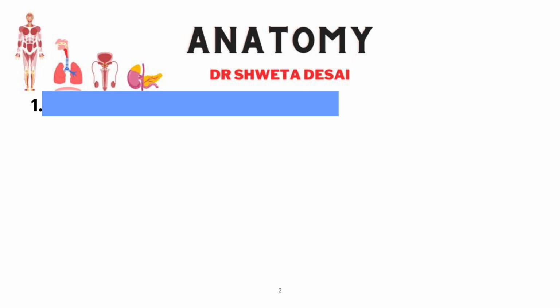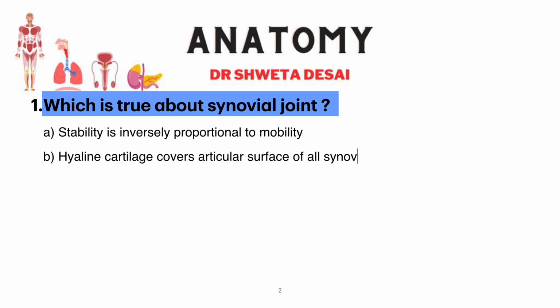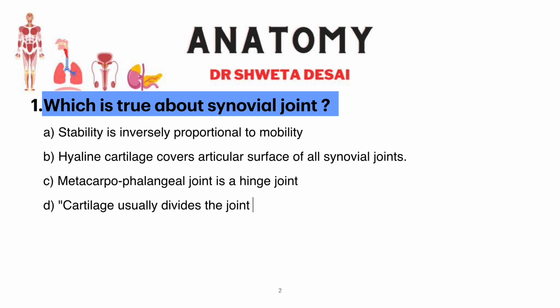Question 1. Which is true about synovial joint? A. Stability is inversely proportional to mobility. B. Hyaline cartilage covers articular surfaces of all synovial joints. C. Metacarpophalangeal joint is a hinge joint. D. Cartilage usually divides the joint into two cavities. The correct answer is A. Stability is inversely proportional to mobility.